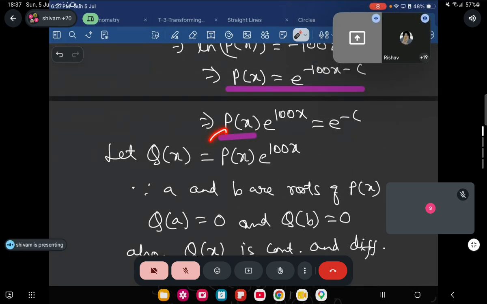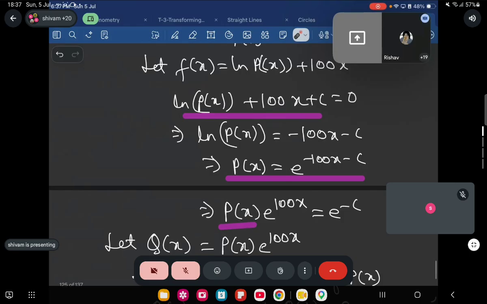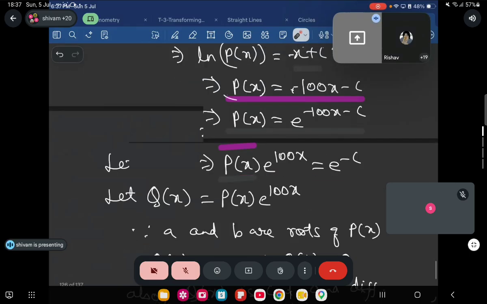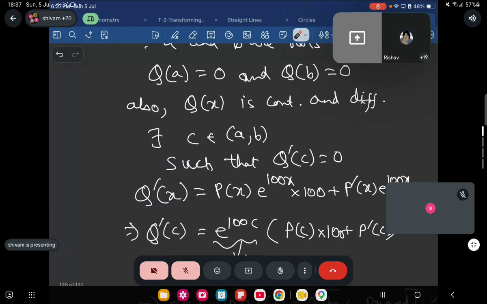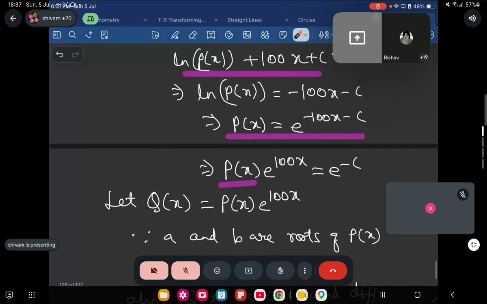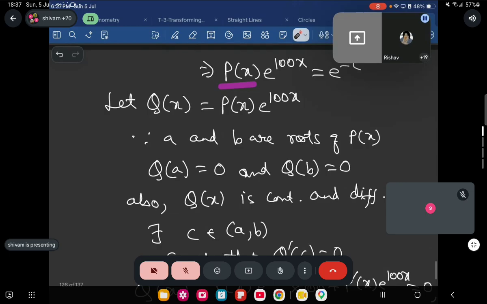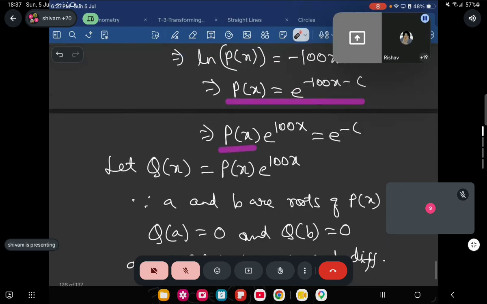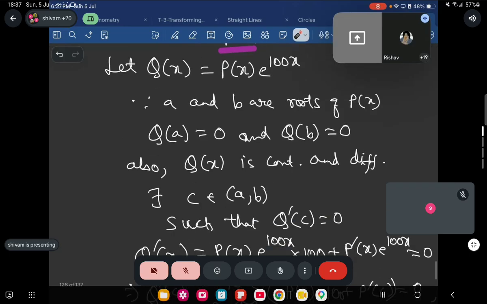Sir, how will we? After that I took q of x is equal to p of x into e to the power 100x. Because now I know that after differentiating, we'll get the form. So this is the function I created. Is it clear? Okay, sir. Yeah, got it. Because after differentiating, q of x will give 0 because q of x is constant. That's it.